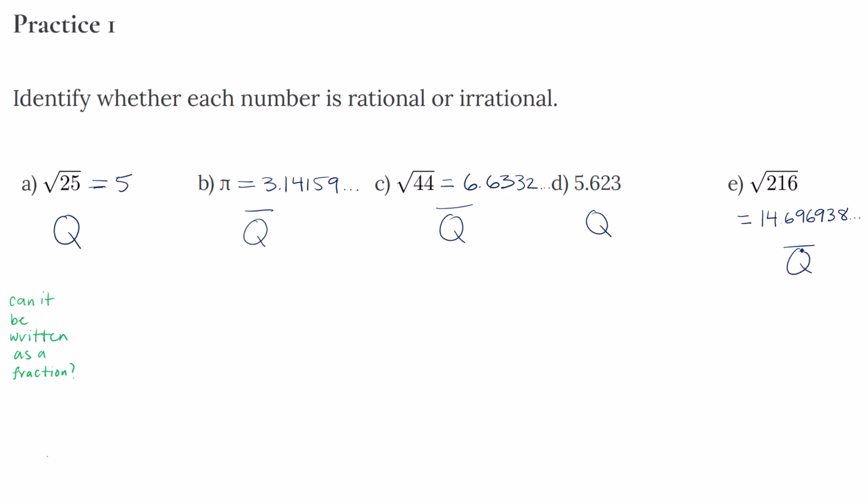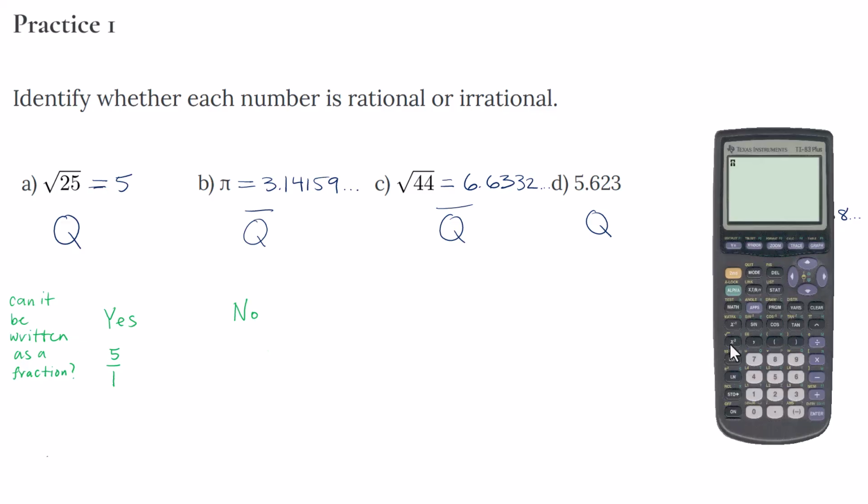So when you look at A, 5 can be written as a fraction. We could write it as 5 over 1. Previously, I had shown in my calculator that pi, or 3.1415, so on, cannot be written as a fraction, which is another way to show that it's irrational.